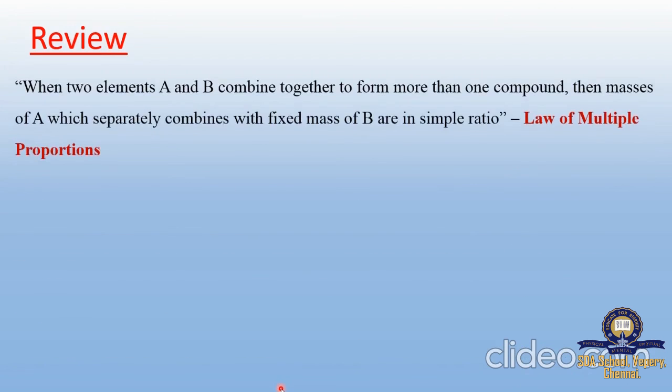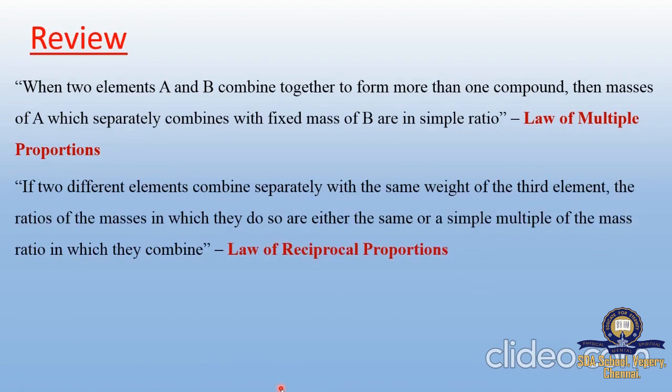The first law is the law of multiple proportion. When two elements A and B combine together to form more than one compound, then the masses of A which separately combine with a fixed mass of B are in a simple ratio. And the next law we saw is the law of reciprocal proportion, which is that if two different elements combine separately with the same weight of a third element, the ratio of the masses in which they do so are either the same or a simple multiple of the mass ratio in which they combine.